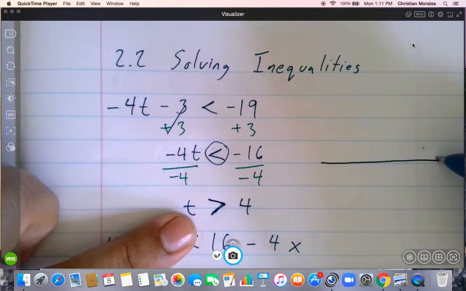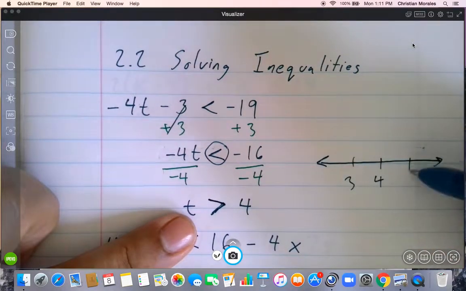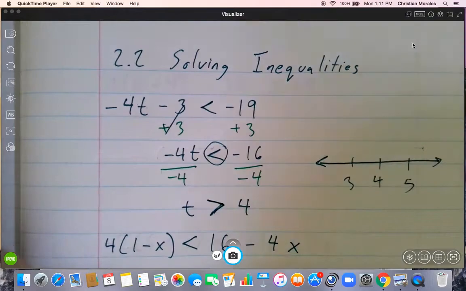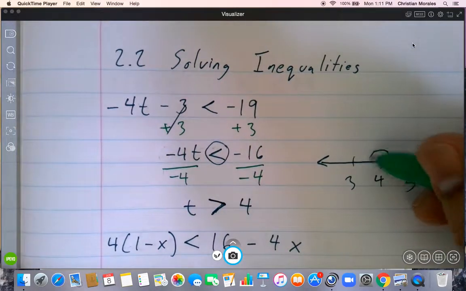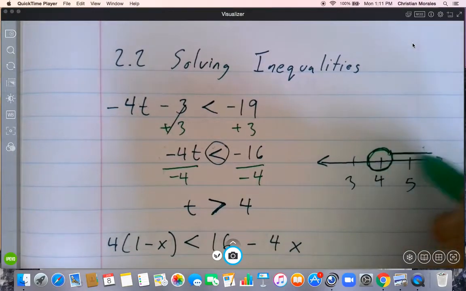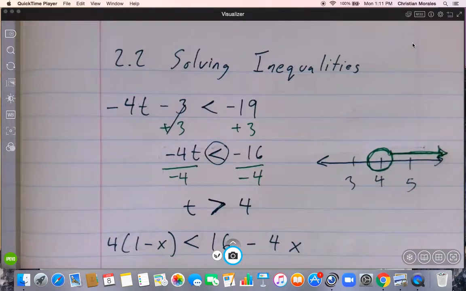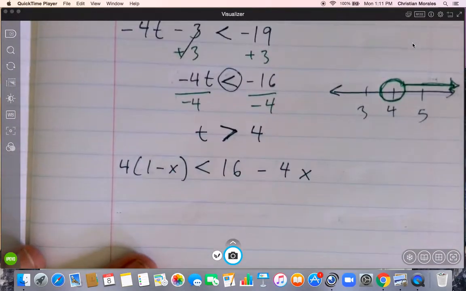That means the number for t has to be greater than 4. So numbers that are greater than 4, 5, 6, 7, 8. So on the number line, it would be an open circle going to the right, greater than. Okay? And that's it for that example. Now, sometimes they can look like this.